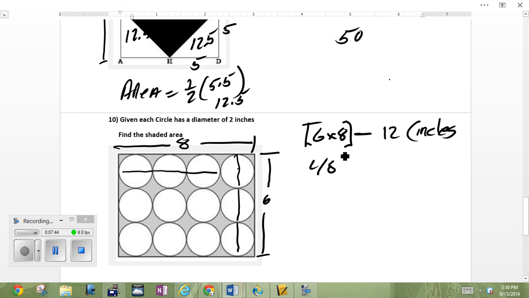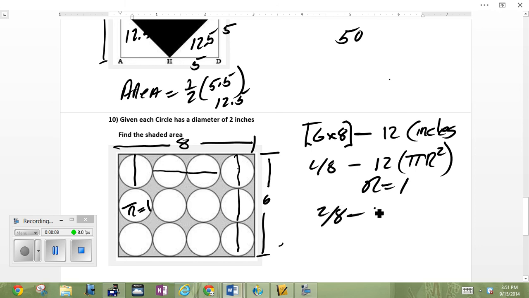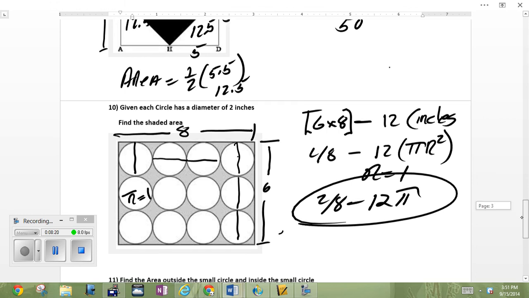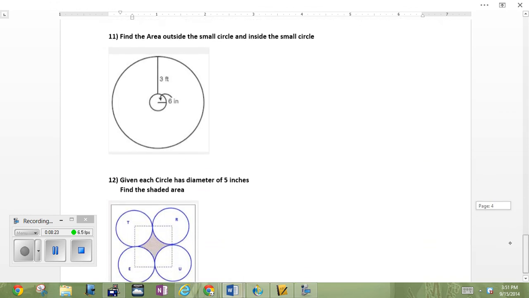Okay, so that's 48. Now, what's the area of the circle? Well, what do we say? The diameter is 2, so then the radius is 1. If the radius is 1, it's 48 minus 12 times pi r squared, but r is 1, so it's 48 minus 12 times 1 squared, which is 1, so it's 12 pi. And that's exactly how you leave the answer, 48 minus 12 pi. Let's look at a couple more here, okay?